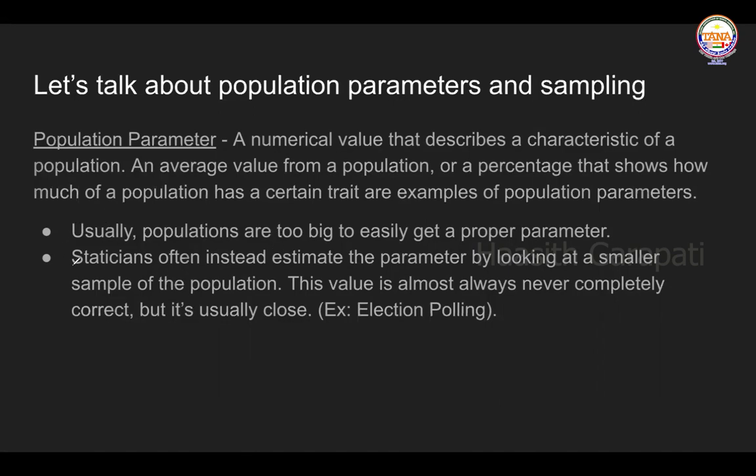The problem with population parameters is that usually populations are too big to get a proper parameter. For example, if you want to find how many people in the United States like fish, you can't interview every single person in the United States. That's really hard, right? So statisticians or mathematicians will estimate the parameter by looking at a smaller sample of the population. Keep in mind, the value you get from a sample is almost never completely correct, but it's usually so close that it's no big deal.